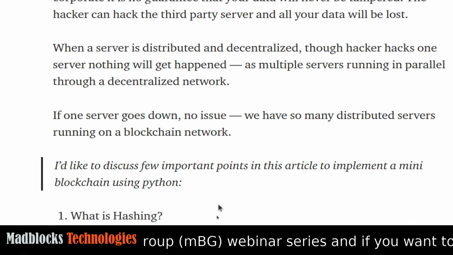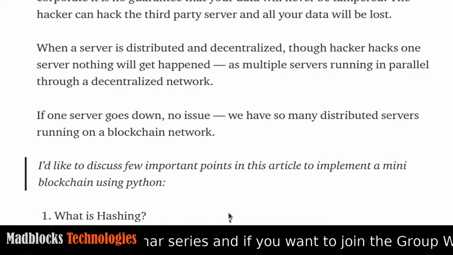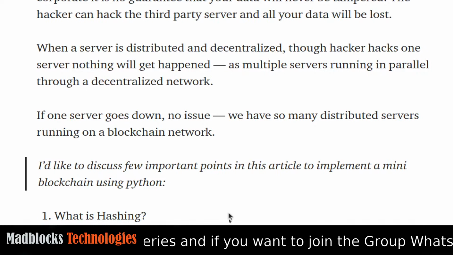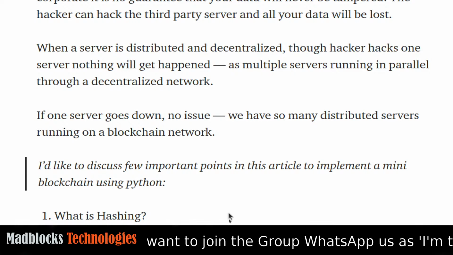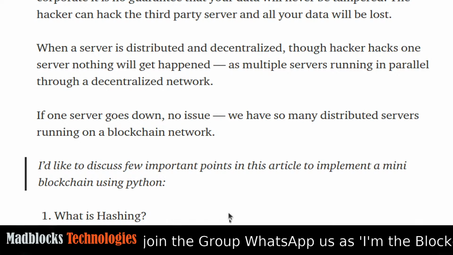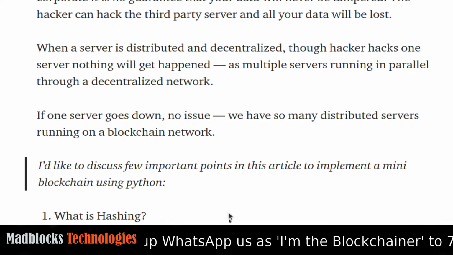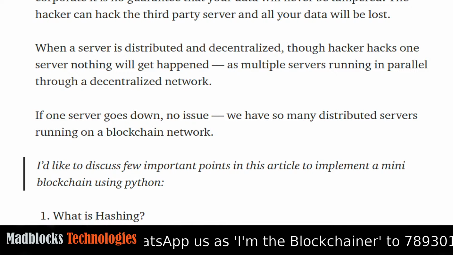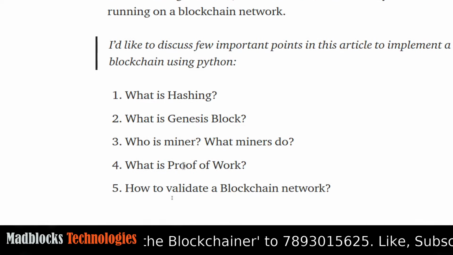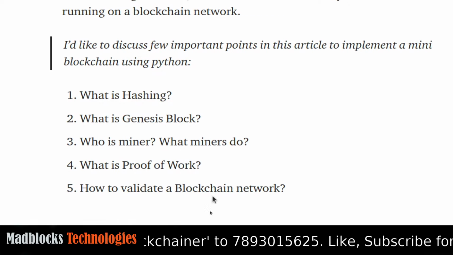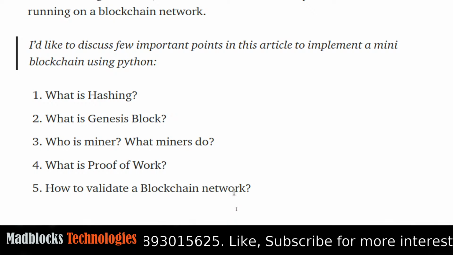So in this webinar I wanted to discuss a few important points that are also penned down in this article. I wanted to show you how to create a blockchain from scratch using Python, so we have to understand some terminologies. In webinar 1 I also explained this, so let me brief it for you if you are a newbie. What is hashing? What is the Genesis block? Who is a miner? What do miners do? What is proof of work? How to validate a blockchain network? These are the 5 quick points which I wanted to highlight in this article and also in the webinar.